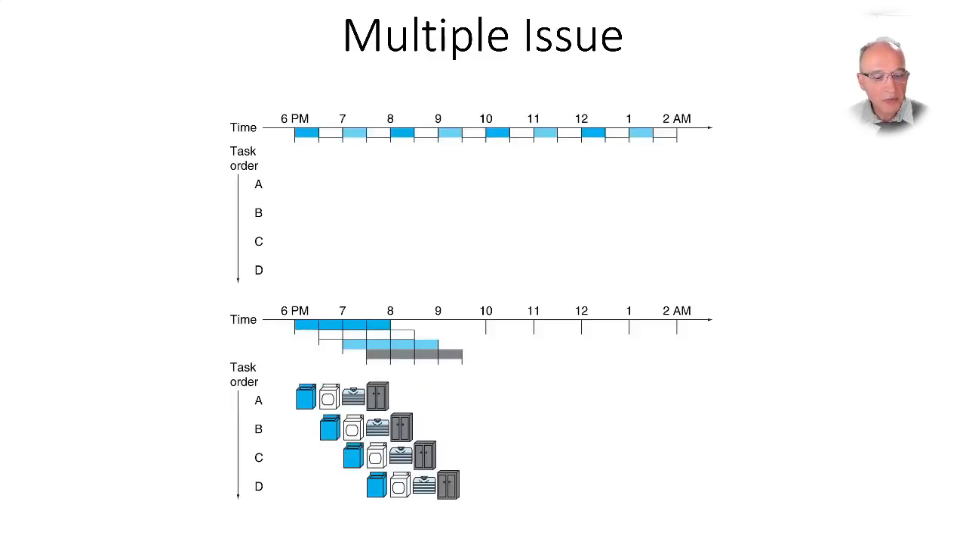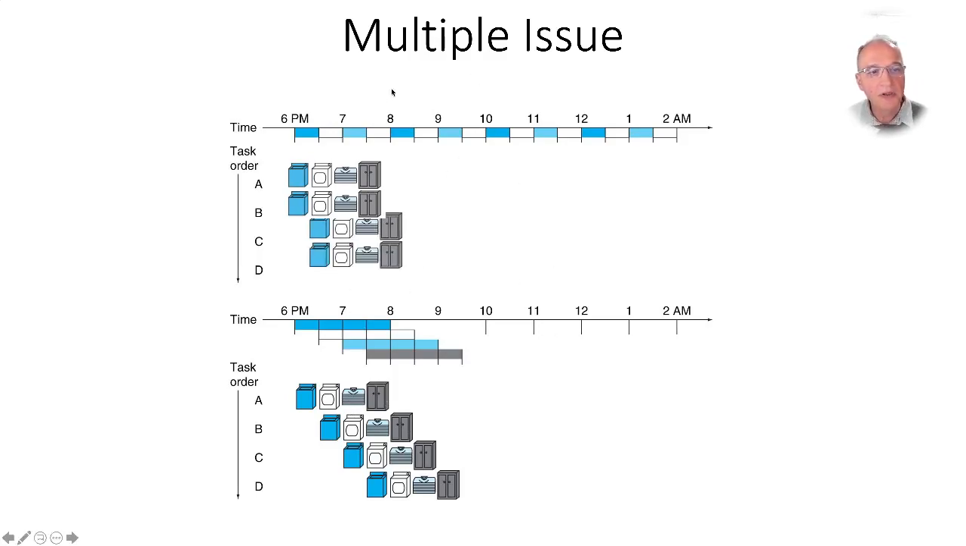So multiple issue is the equivalent of having multiple starts. For example, in our laundry example, we saw the pipeline. This is the single pipeline laundry example. In the multiple issue pipeline example, we'll have a situation like this, where perhaps you are at a laundromat with multiple washers, multiple dryers, multiple stations of folding, etc. So this is what the superscalar machines, the multiple issue machines, would look like.